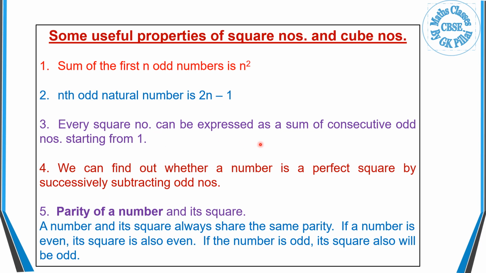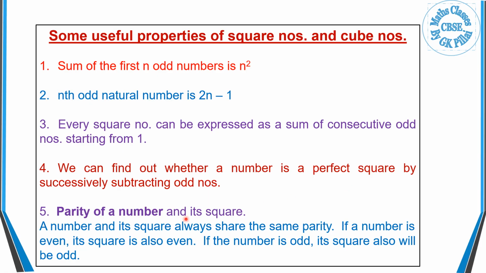Every square number can be expressed as the sum of consecutive odd numbers starting from 1. Practically, you will see this one later on. We can find out whether a number is a perfect square by successively subtracting odd numbers. That also you will understand later on. There is a practical question also.